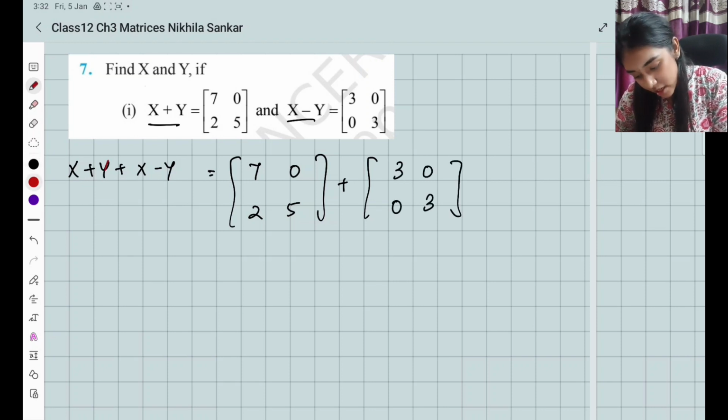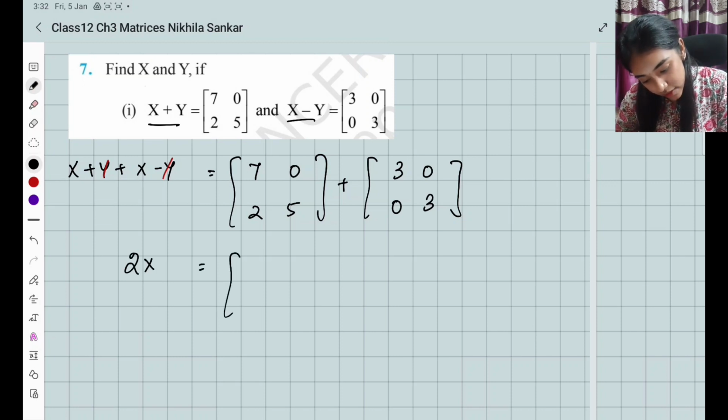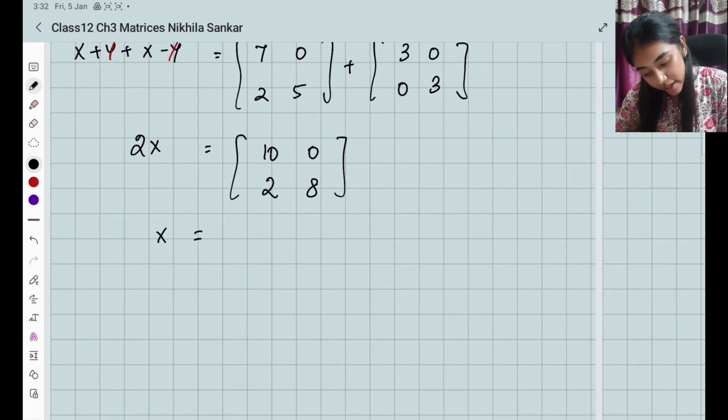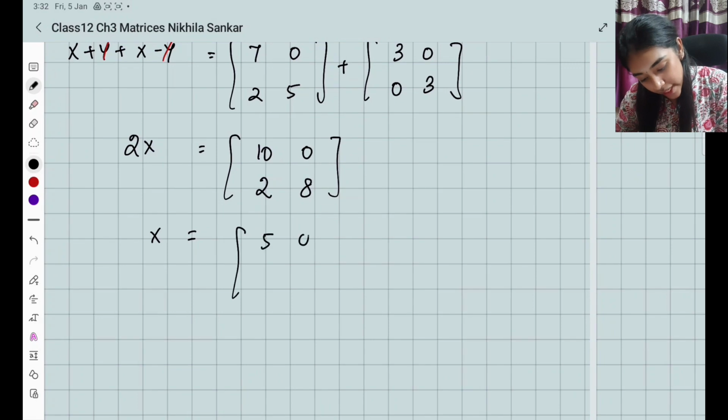Okay, now what happens on the left hand side? y and y will get cancelled. I'll be left with 2x equals, here 7 plus 3 is 10, 0 plus 2 is 2, 5 plus 3 is going to be 8. Now x equals, I have to divide by 2. Dividing by 2, I'll have 5, 0, 1, 4. So, this is going to be the x value.